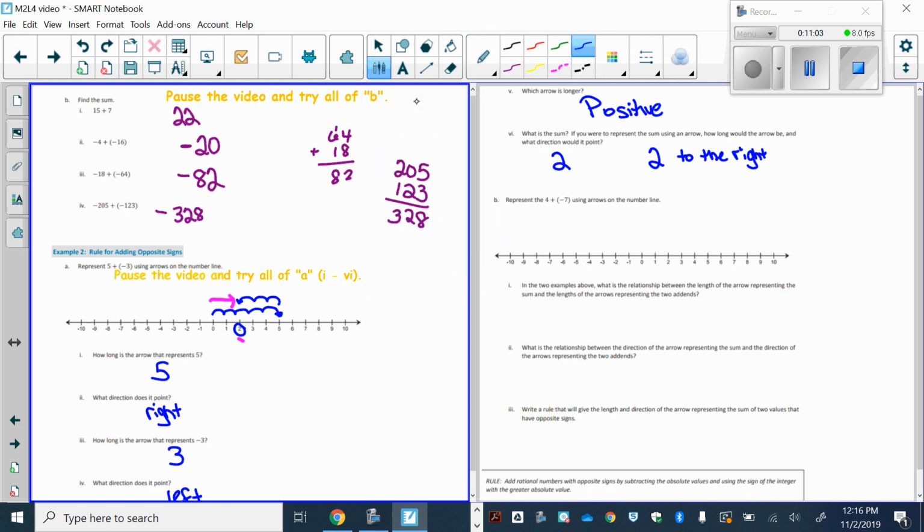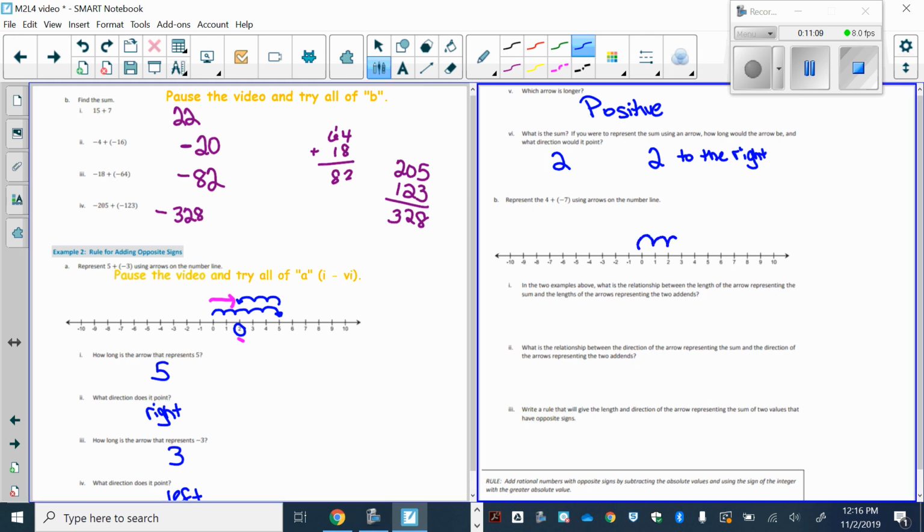How about B? 4 plus -7. So I'm going to go to the right 4. 1, 2, 3, 4. Then I'm going to go to the left 7. 1, 2, 3, 4, 5, 6, 7. And I landed at -3.